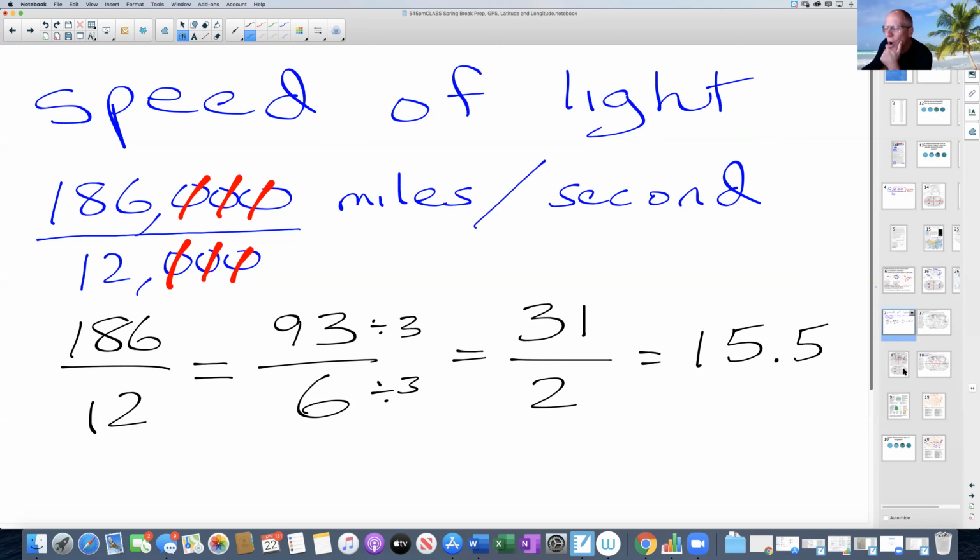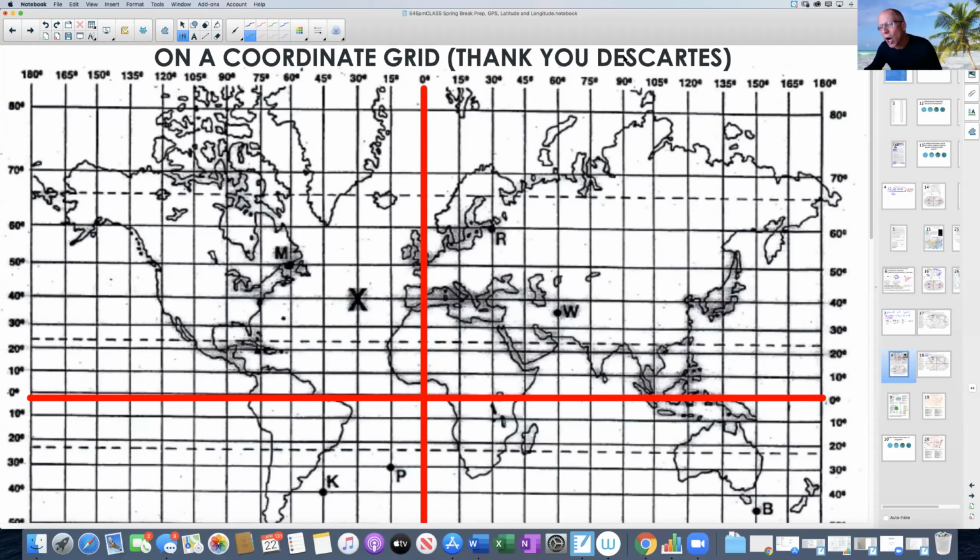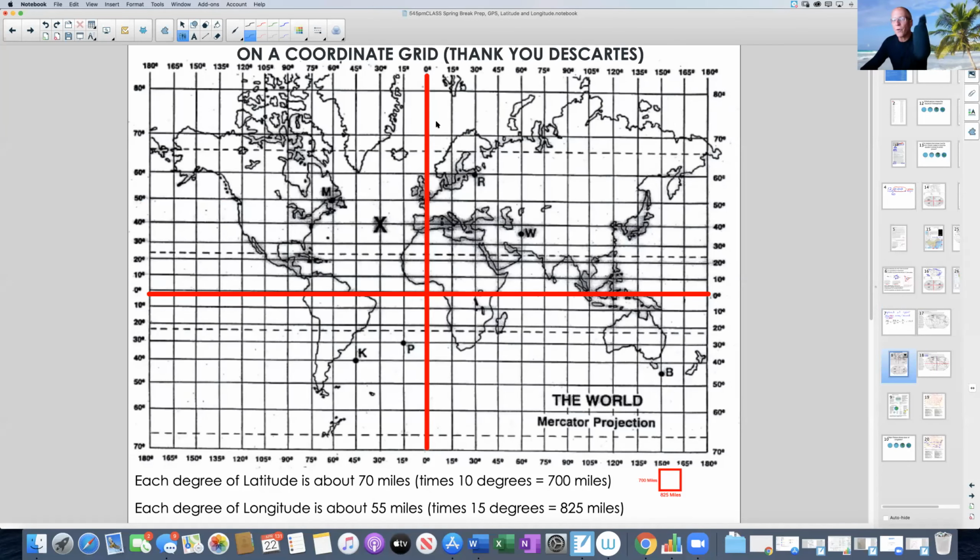So she talked about longitude, latitude. Thanks to our friend, Rene Descartes, do you remember him? He's the person that invented the coordinate plane. He also was able to invent a situation where we could have longitude, which is vertical, latitude, which is horizontal. Who can tell me what this very special latitude is in the center right here? Say it out loud. The equator. This is the equator.